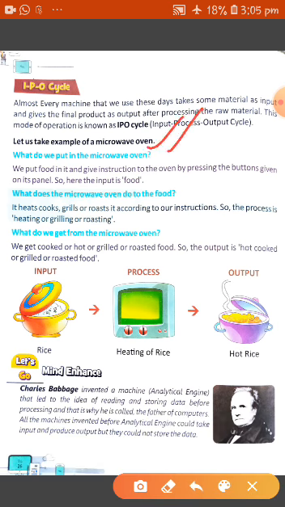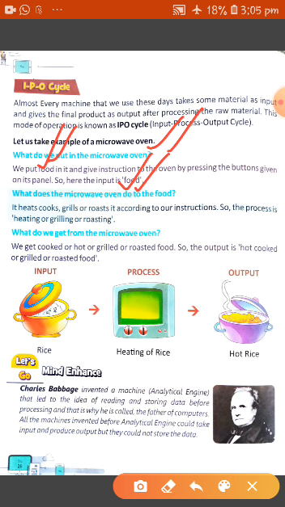In the microwave oven, what do we put in? We put food in it and give instructions to the oven by pressing the buttons given on its panel. So here the input is food. What does the microwave oven do to the food? It heats, cooks, grills or roasts, according to our instructions. So the process is heating or grilling or roasting.